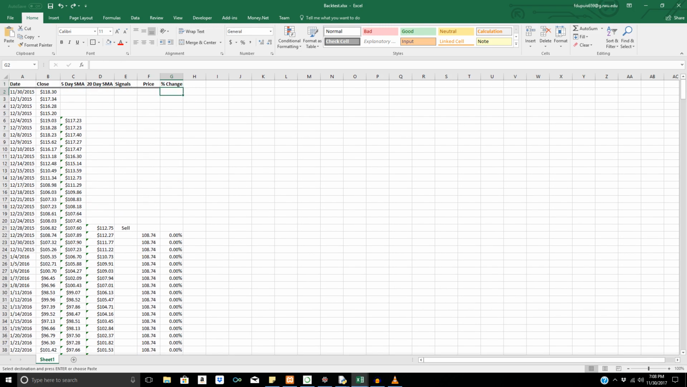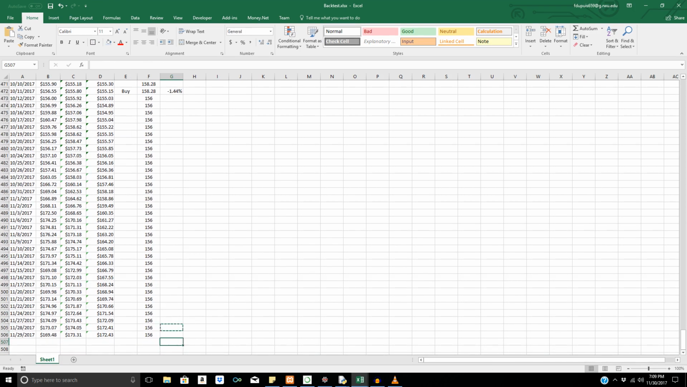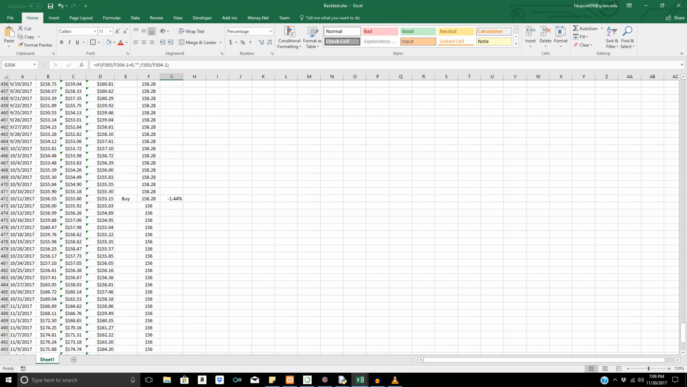So I want to say if the result of this is equal to 0, it's going to be empty. And if it's not, it's just going to be F23 divided by F22 minus 1. And let's see. Okay, cool. That looks nice. And we can just delete this last one. Okay. That looks good to me. So we have our percent changes right here.